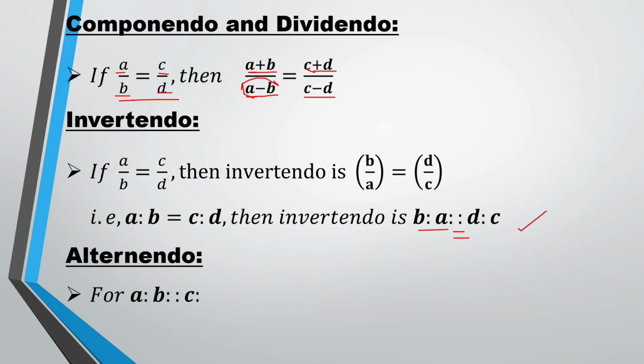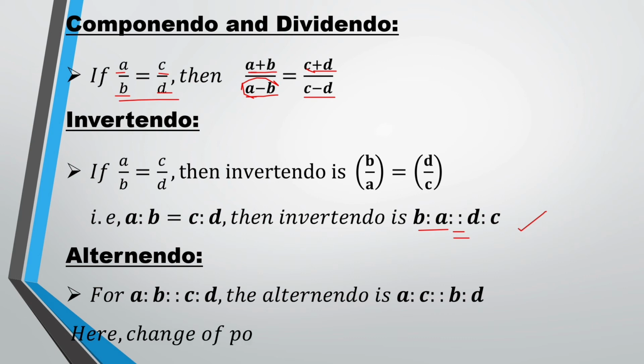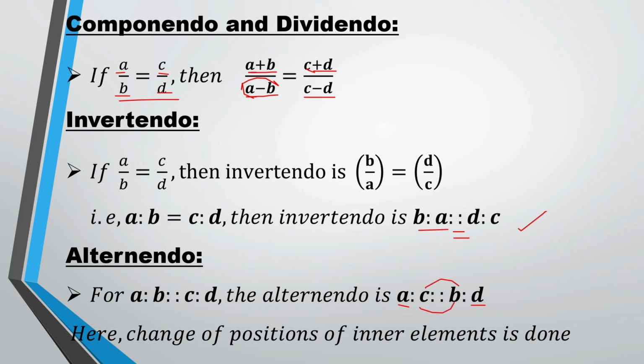for A is to B is as C is to D, the alternendo is A is to C is as B is to D. Here, the difference you have observed is that we have changed the positions of the inner elements, that is A and D are the same, both the extremes remain the same, and here we have B and here we have C, and C and B. See, we have A is to B first, so here interchanging of the inner elements has taken place. That's the alternendo, nothing else changed.